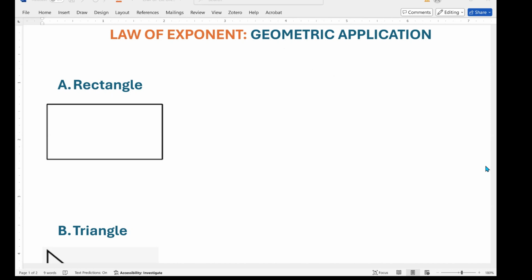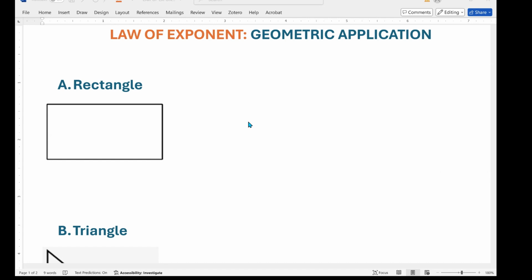Madrilejos. Today's topic is law of exponent, but we're going to apply it in geometric shapes. Okay. So there are two formulas that I'm going to introduce, which most of you are already familiar with. Okay. So first is the area. We have two geometric shapes that we're going to focus on today, okay? Rectangle and triangle. Let's start with rectangle.